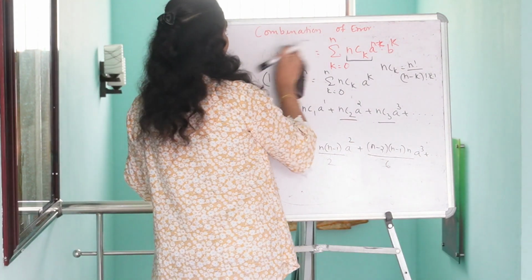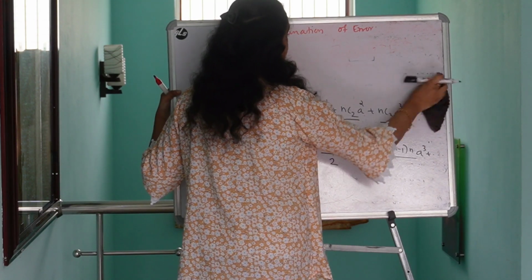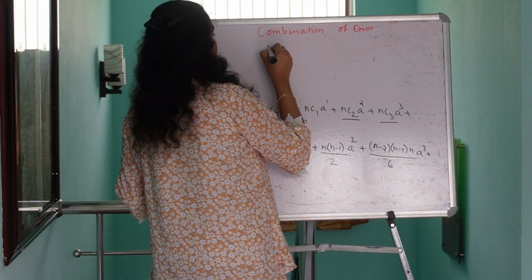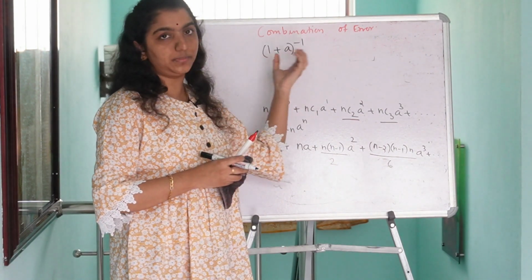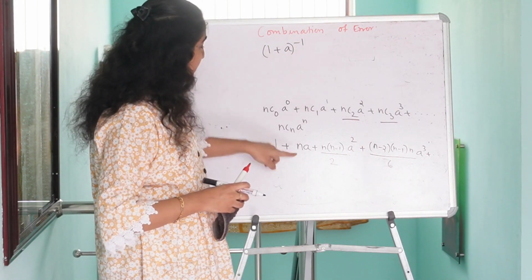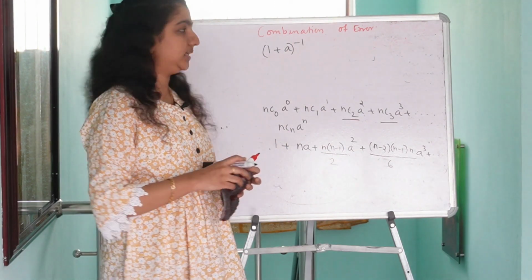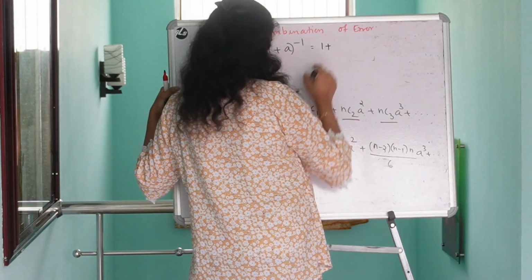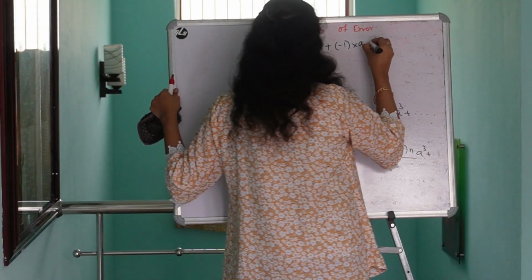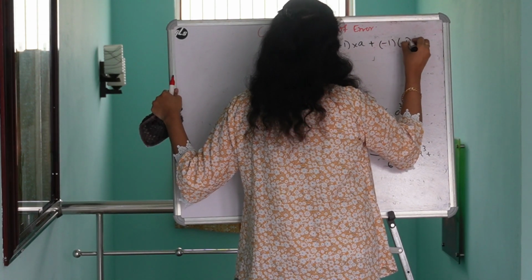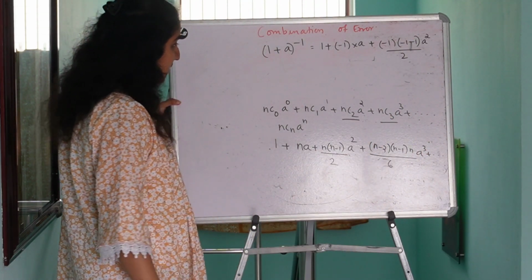Yes. Now if the value of n is minus 1, that is you are asked to find 1 plus a the whole power minus 1. How do you find what is 1 plus a the whole power minus 1? You have to substitute this minus 1 in the place of n. Yes. So we know 1 plus, what is the value of n? Minus 1 into a. 1 plus minus 1 into a. Again we have minus 1 into minus 1 minus 1 into a square divided by 2.